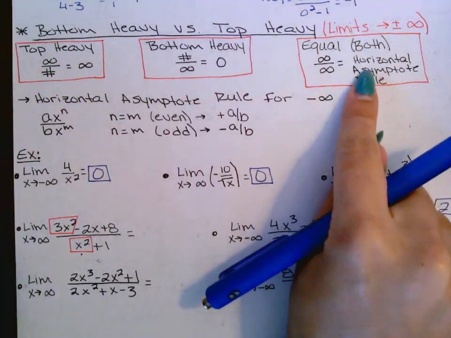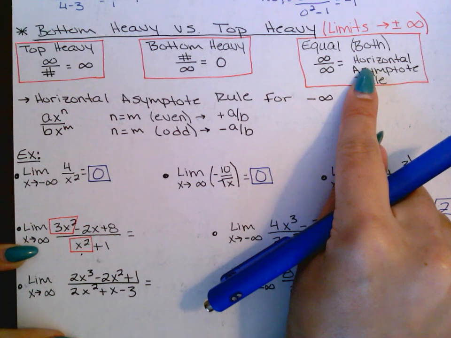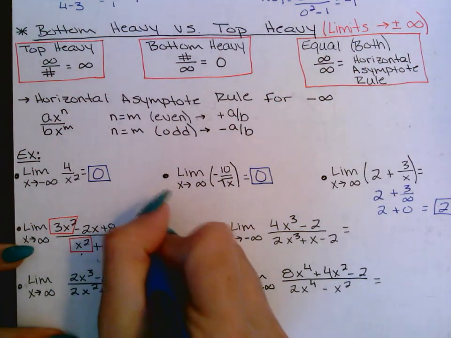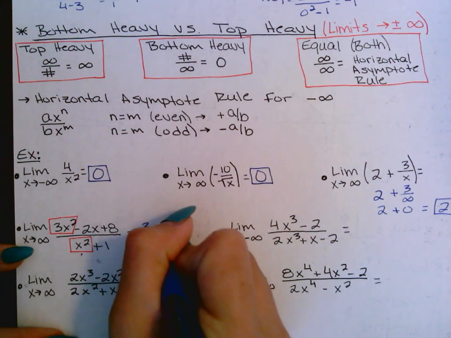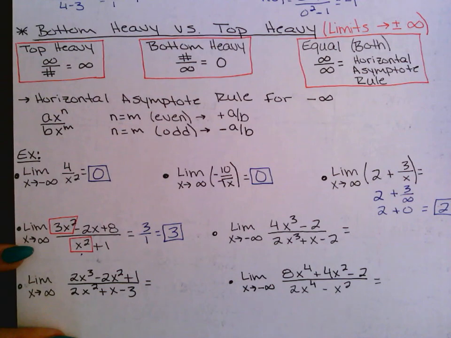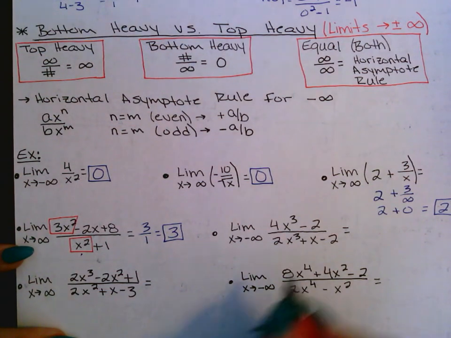So if they both have equal weight, I'm going to use a horizontal asymptote rule. I'm just plugging in a positive infinity. So my answer is my coefficients, which is 3 over 1, which is just 3. Okay? Let's look at the next one.